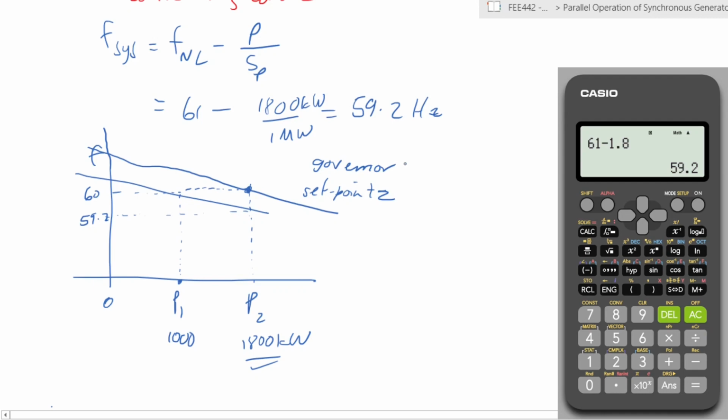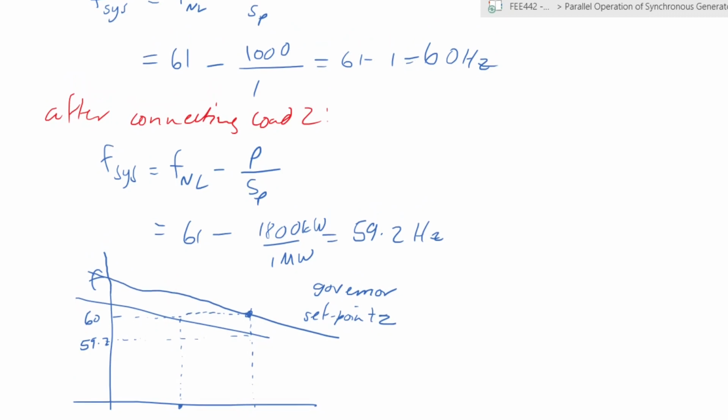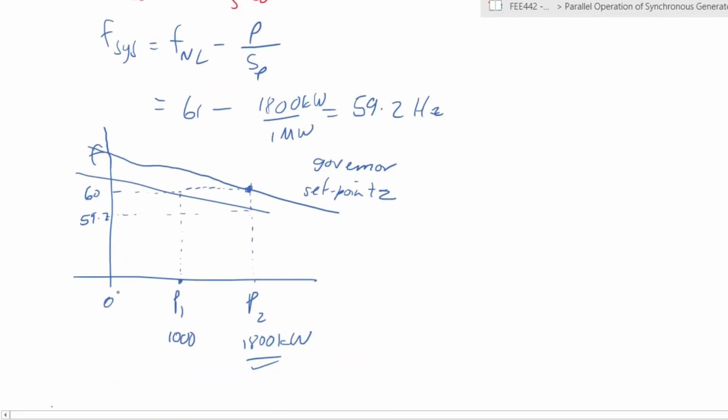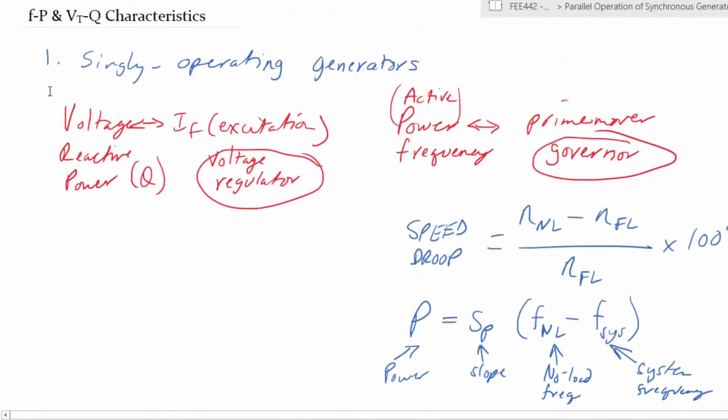This is done by changing the governor. For the short term, when you have a load suddenly increased, it would travel along the characteristic of the machine itself. It would not shift in between. For longer term situations where you know that is the load you're going to supply, you would then change the set point to match the situation that you would like to have. So that's the basic characteristics of machines: voltage and reactive power done by the regulator, active power and frequency done by the governor.